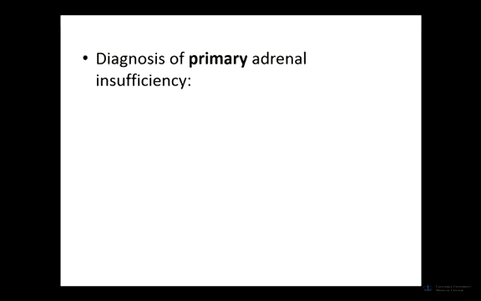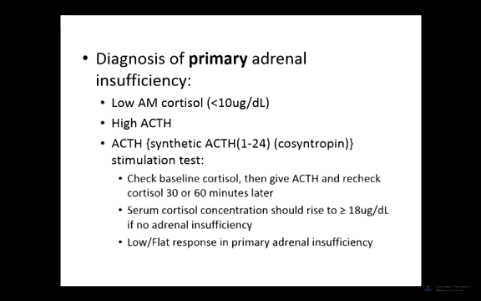So the way you diagnose primary adrenal insufficiency, after you suspect it by getting this low AM cortisol and the high ACTH, is to do a cosyntropin test. This can also be used for the diagnosis of chronic secondary adrenal insufficiency as well. So the way this is done is you check a baseline cortisol, then you give ACTH and recheck the cortisol in 30 to 60 minutes.